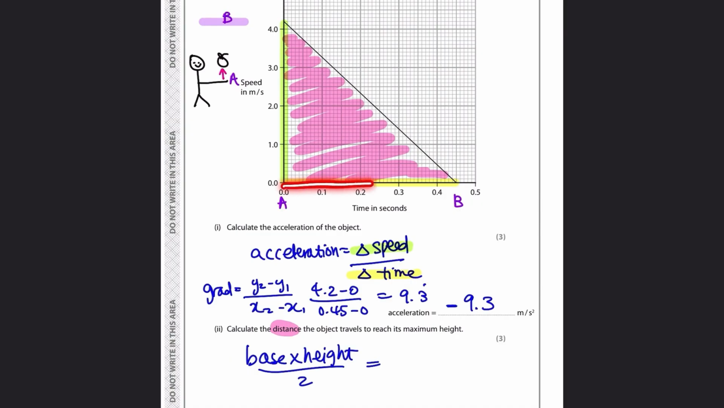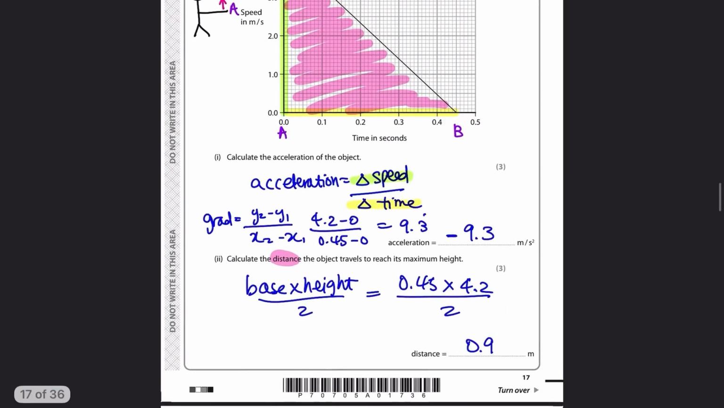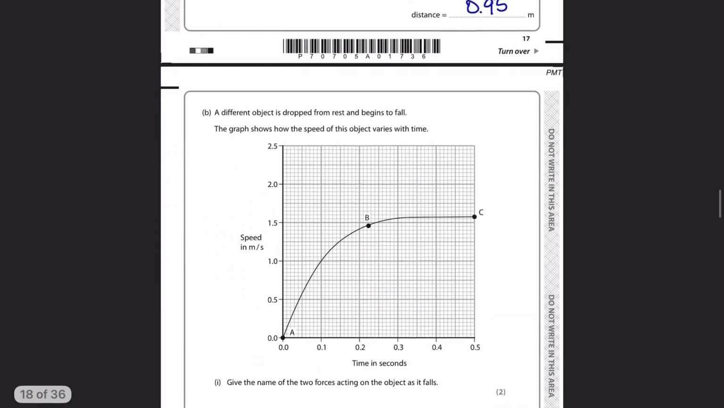So the base is this length here, which is 0.45, times the height. The height is this green length here, which is 4.2 divided by 2. On my calculator, 0.45 times 4.2 divided by 2 would give us 0.95 meters. So that's important, calculating the area under a speed time graph to find the distance traveled.